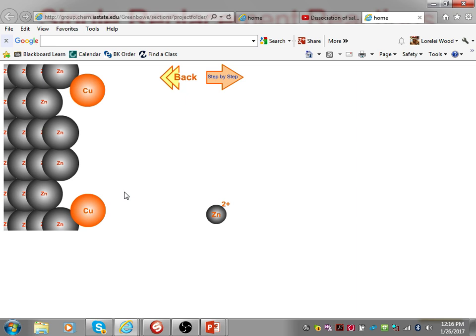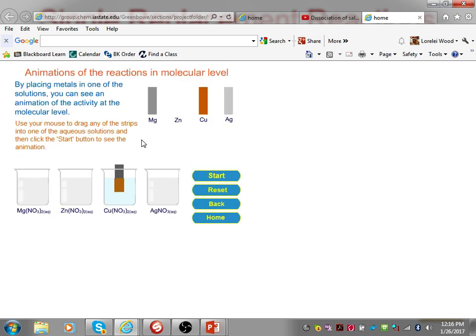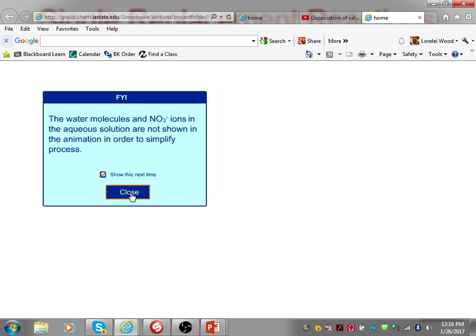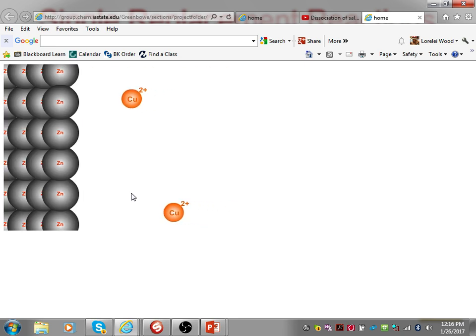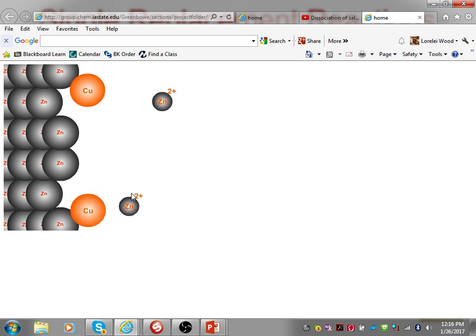That's what you also need to recognize, is watch that. First, the copper ions are in solution. They're floating around. And the zinc is solid. They exchange. And the zinc ions go into solution. Now the copper has coated the zinc. This process is called electroplating.